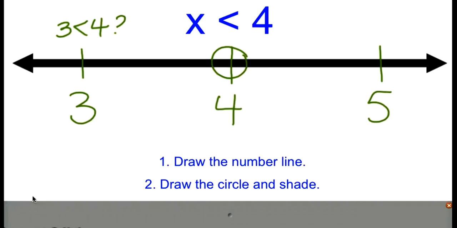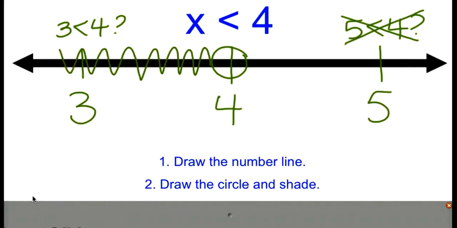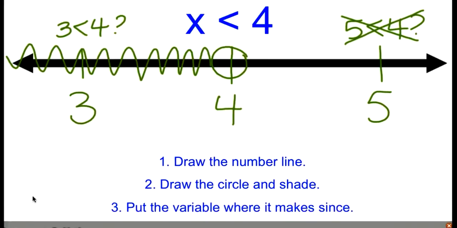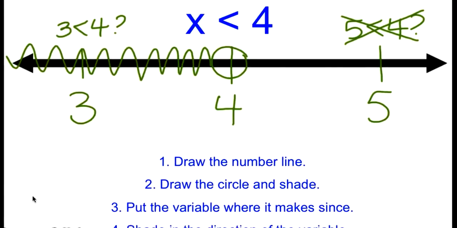And I'm going to go to the right and say, is 5 less than 4? Whichever inequality is true, that's the way I'm going to shade. So 5 is not less than 4, so I'm going to shade in the direction of 3. That was our step number 3: put the variable where it makes sense. And then our step 4 is to shade that direction, so shade in the direction of the variable.